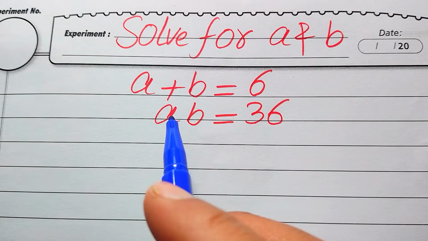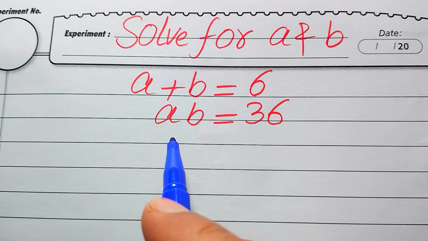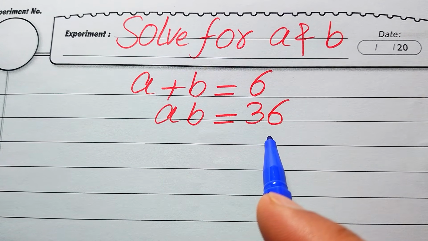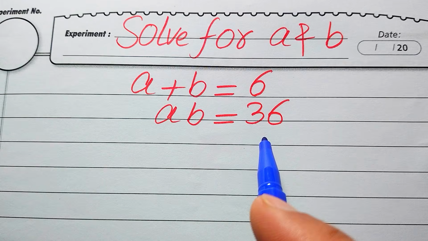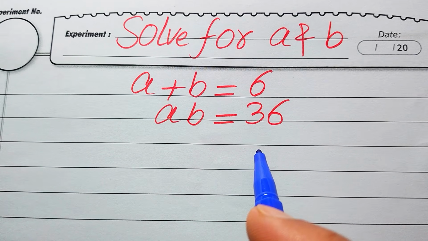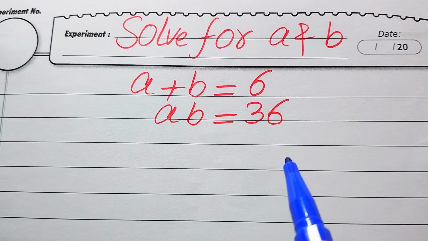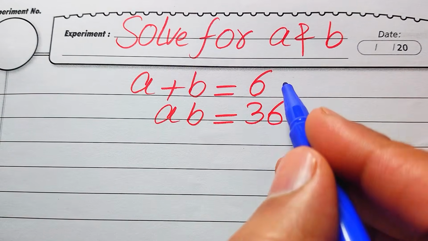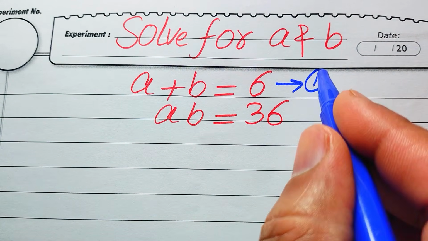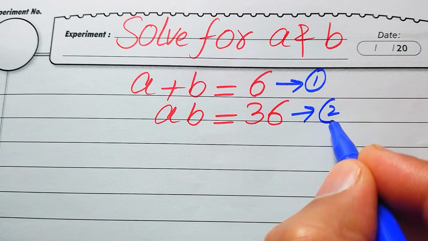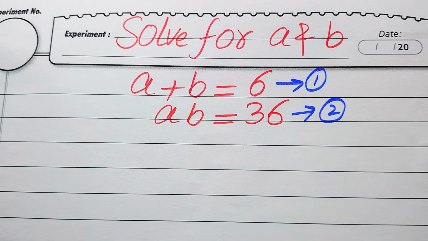So here we have a plus b equals 6 and ab equals 36, and we solve this problem for all the values of a and b. First we call this equation number 1 and this equation number 2. So we need to solve these two equations for the values of a and b.